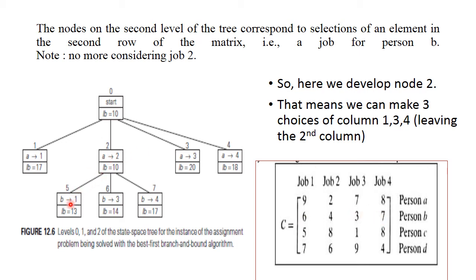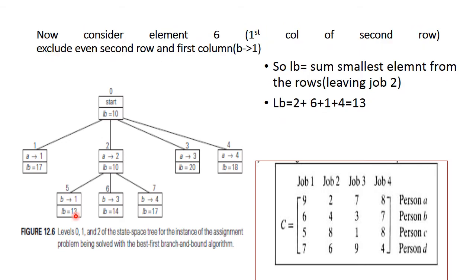So person B is assigned job 1, person B is assigned job 3, and person B is assigned job 4. So 3 choices. Let's calculate the lower bound one by one. Now when you consider element 6, that is person B assigned job 1, its cost is 6. For person A the job is already fixed, it will always be job 2.